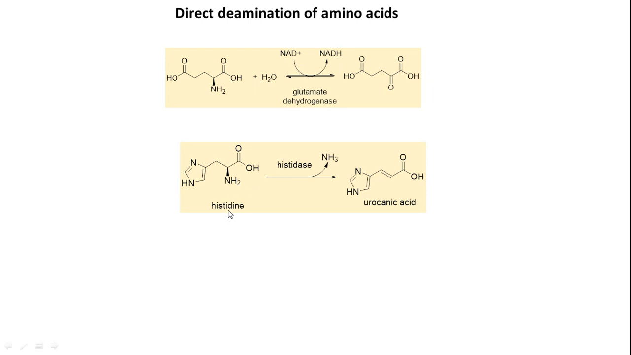The second one is histidine. In the case of histidine, it follows a slightly different pathway, where the histidase enzyme eliminates ammonia via a dehydrogenation type of reaction, where a double bond is formed. It is almost like an elimination type of reaction, whereas here it is an addition-elimination type of reaction. A double bond is formed here. So these are the two major reactions in the direct deamination type of biochemical reactions.